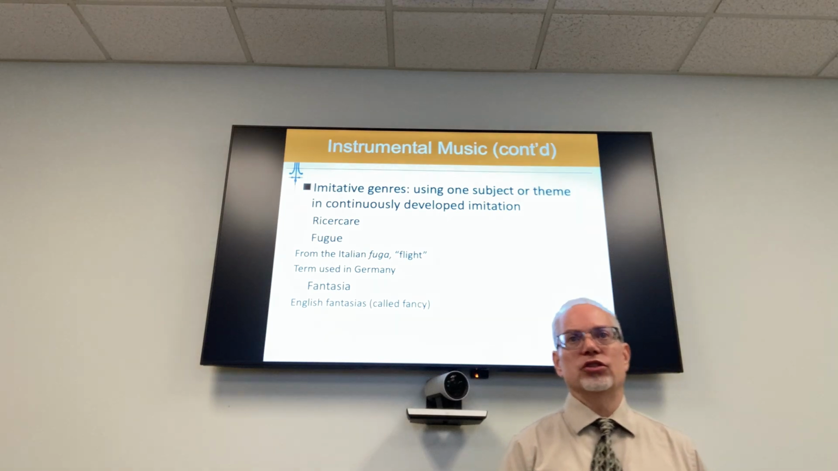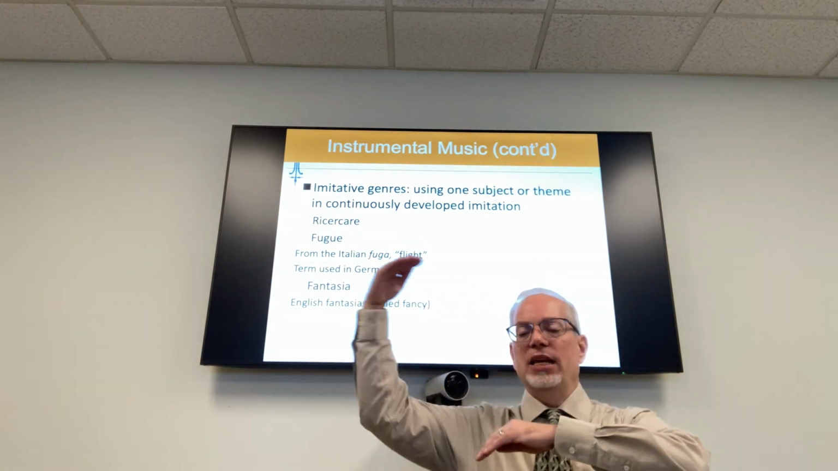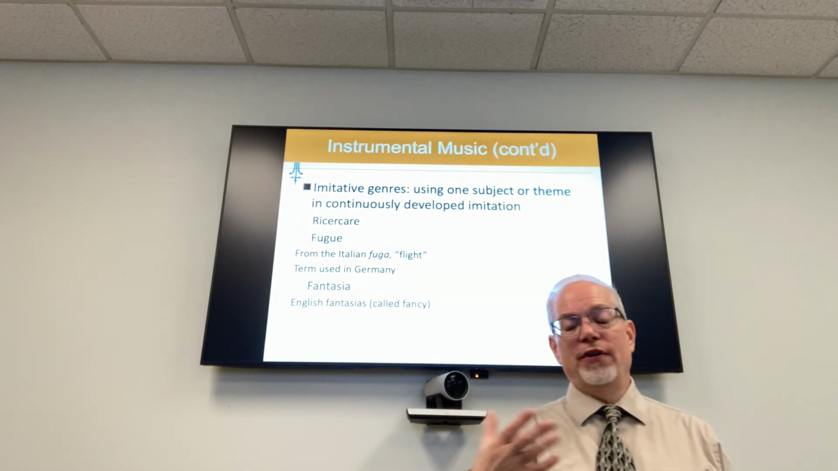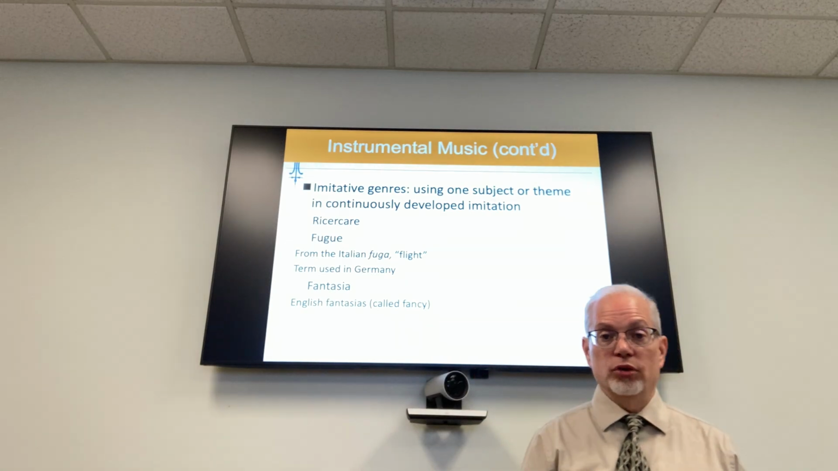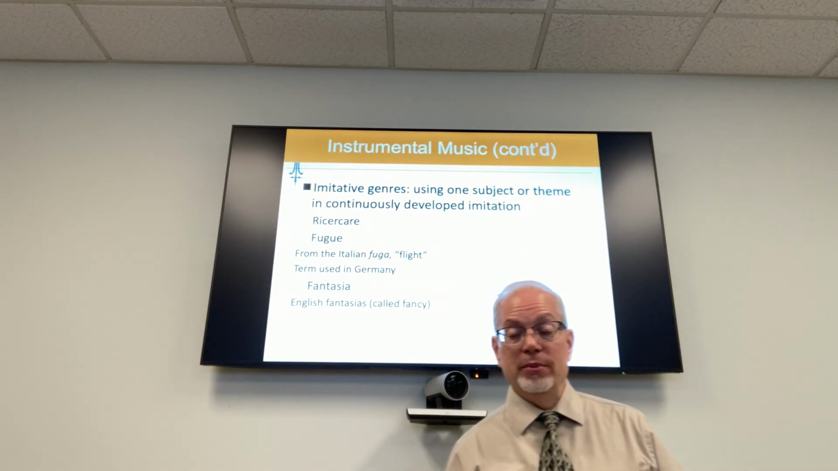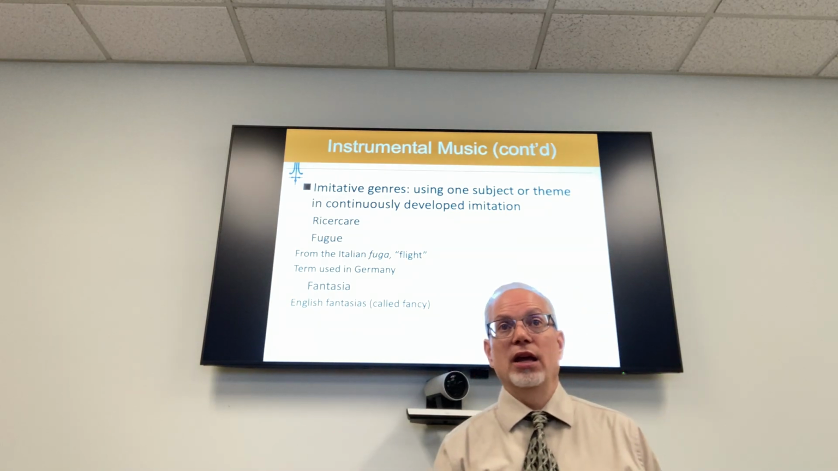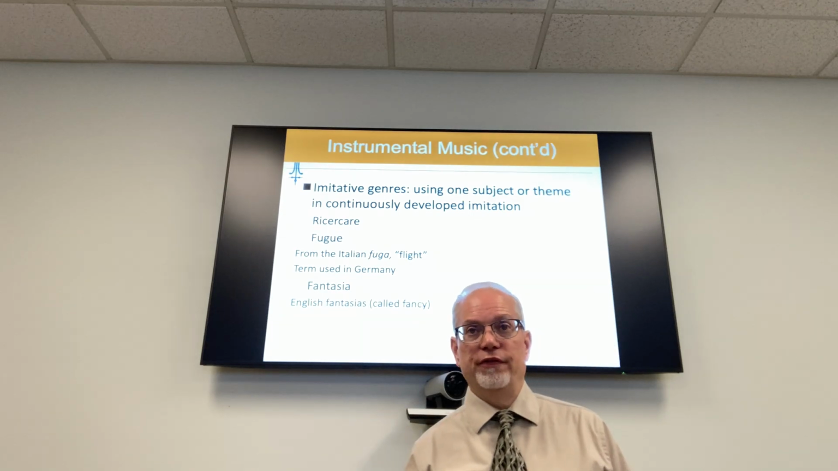Imitative, we talked about this. This is when you use one main theme and then you develop it by imitating it, like a canon or a round. And we've heard a lot of imitation in the music that we've listened to. The Renaissance vocal music uses a lot of imitation. But this is an instrumental version of that. The ricercar, but eventually it sums itself up in the fugue.